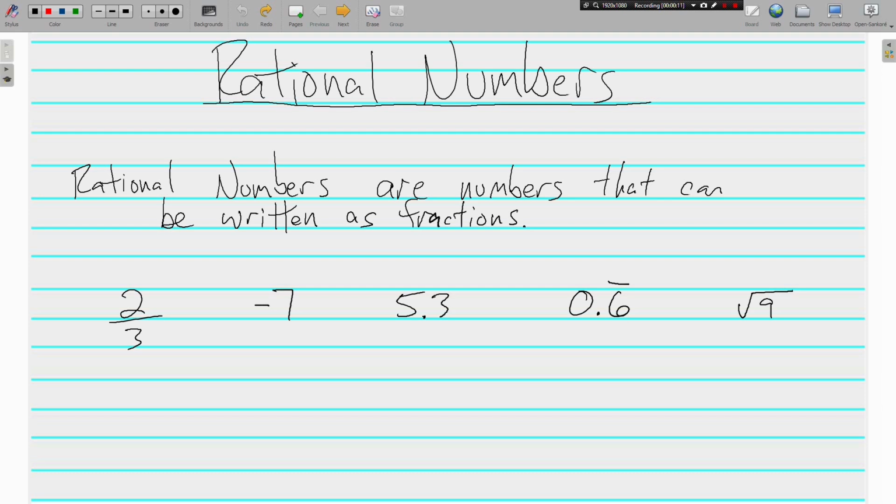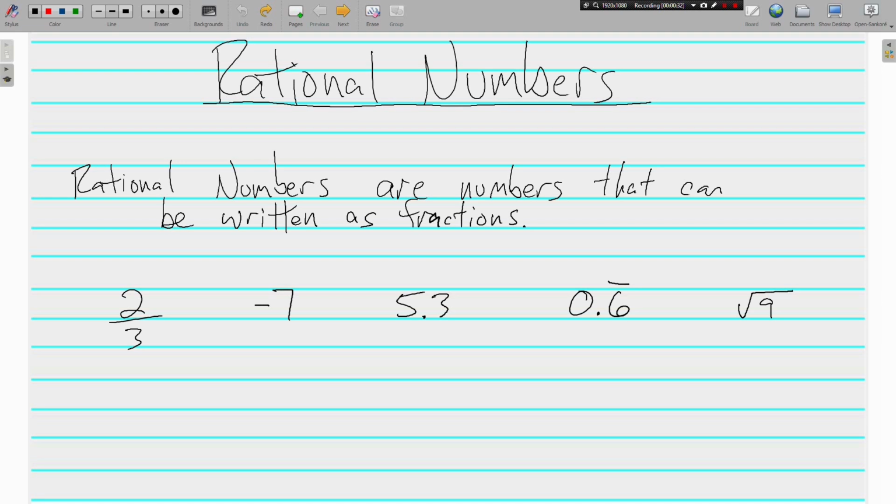Here we have the definition. Rational numbers are numbers that can be written as fractions. And here on the screen I have 5 different examples of rational numbers. Our first number here, 2/3, obviously can be written as a fraction. It already is a fraction.